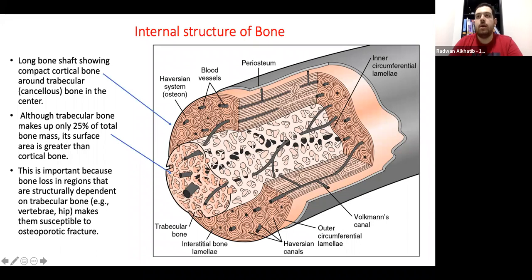And also, inside the trabecular bones, inside the bone marrow is the place where the hematopoietic cells are made, which are the blood cells, okay?